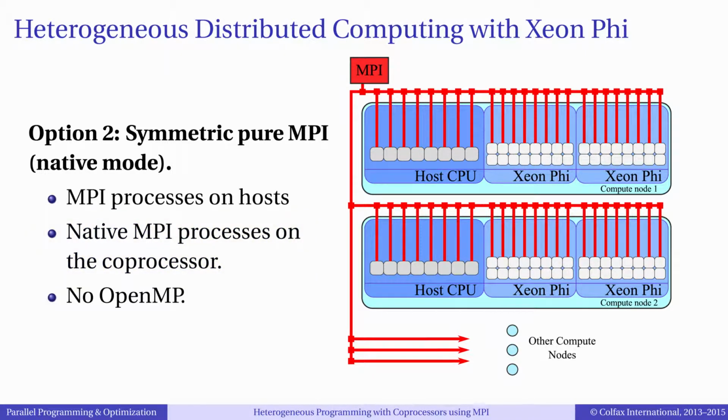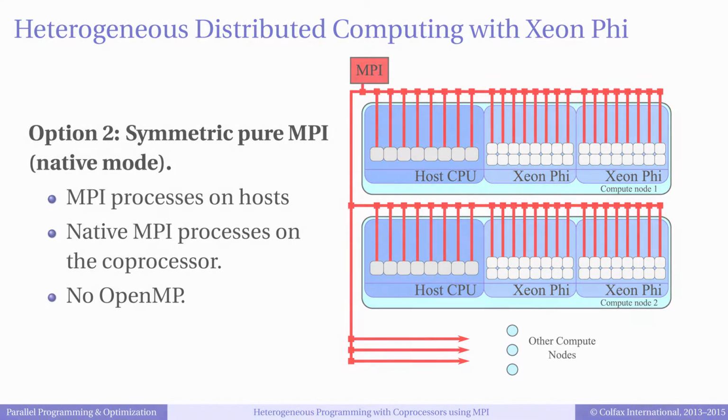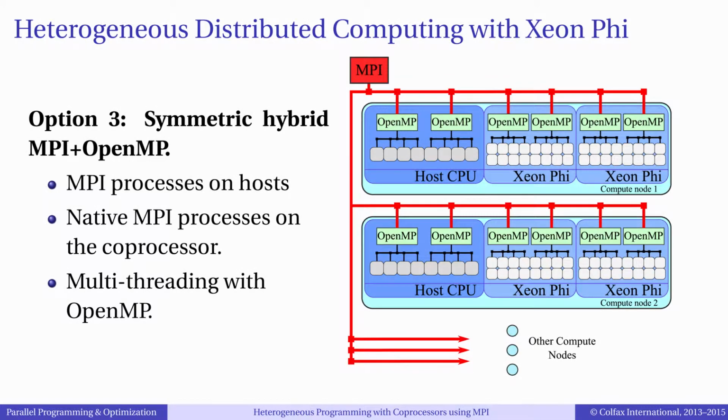However, there are disadvantages of this model. First of all, there may be up to 244 MPI communication endpoints on each coprocessor, which may overload the network. Another problem is that the memory overhead of up to 244 processes may be too high to fit in the coprocessor memory. There is a modification of the pure MPI approach illustrated in this diagram.